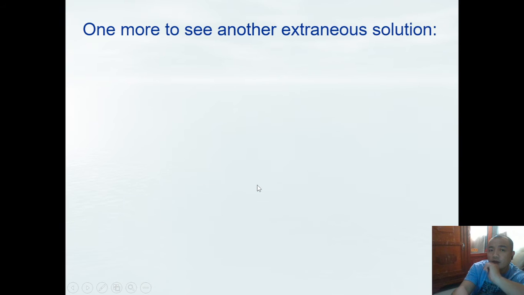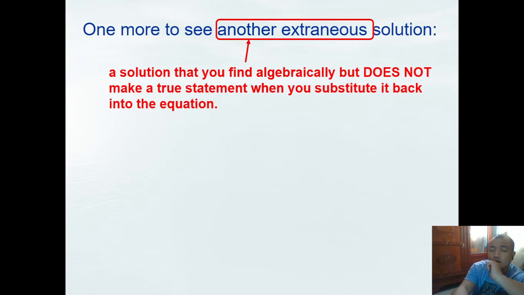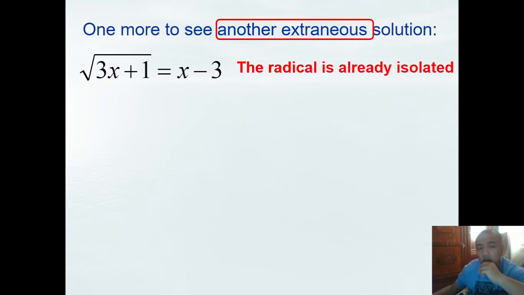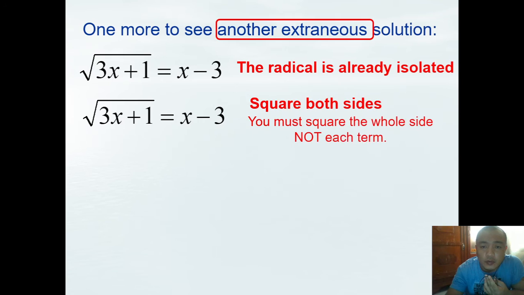Yes. One more to see another extraneous solution: a solution that you find algebraically but does not make a true statement when you substitute it back into the equation. So in here, the radical is already isolated. Okay, square both sides. You must square the whole side, not each term.